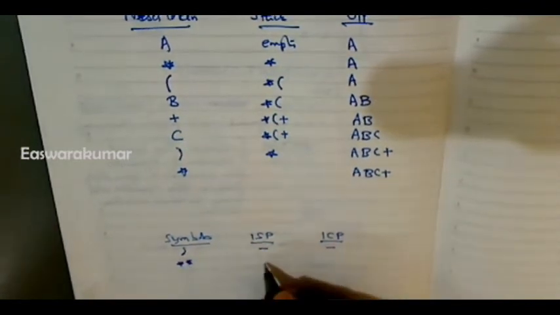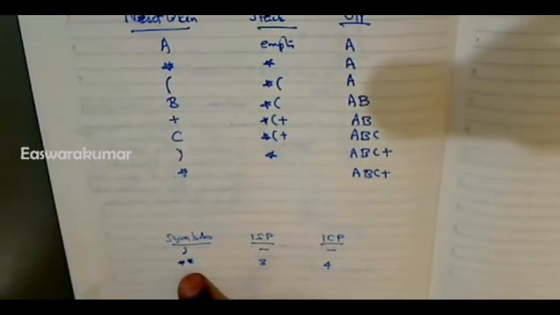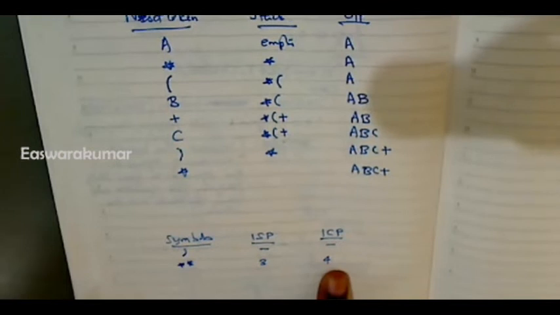But if the star comes, in-stack priority is 3 and incoming priority is 4, because this is the operator of higher precedence. I am not writing for all operators. For operators with the highest priority, you have to define it like that: in-stack priority should be less and incoming priority will be larger. But all other operators we set the same priority, because the evaluation is from left to right. So I am considering only a few.